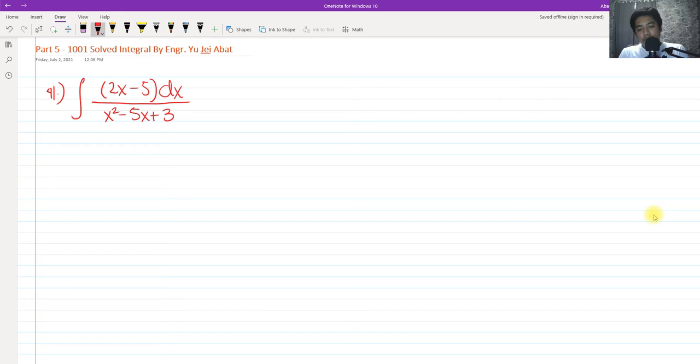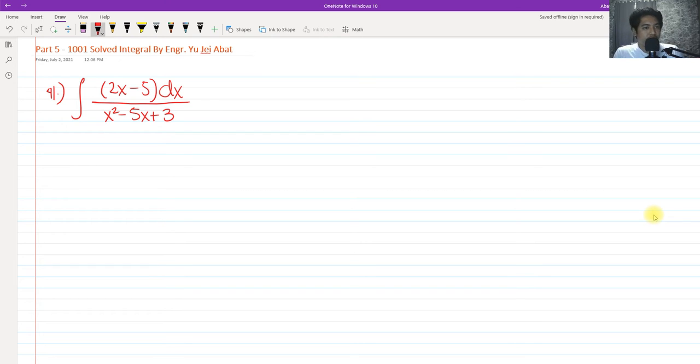Hi, so for today we are going to continue our discussion all about the 1001 solved integrals. This would be part 5 of our 1001 solved integrals. So we're going to finish this. We are still less than 10% of 1001, but we will try our best to solve this, okay? To finish this 1001 solved integrals.